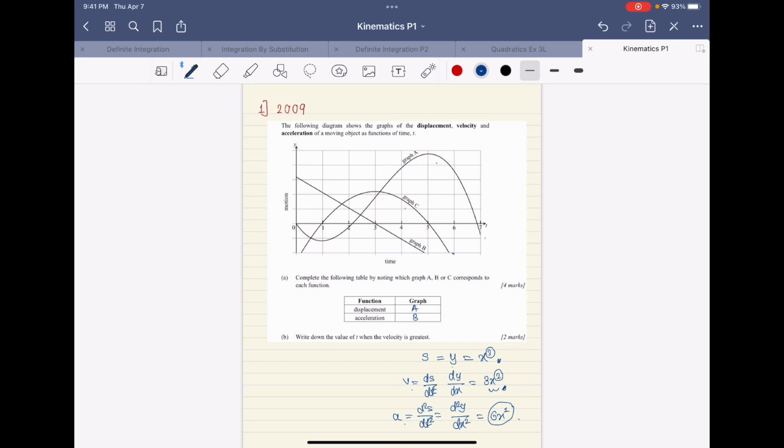Now clearly you know graph C is your velocity function. They said write down the value of t when the velocity is greatest. The maximum value of the velocity is here, which corresponds to 3. So the answer of B is t is equal to 3.